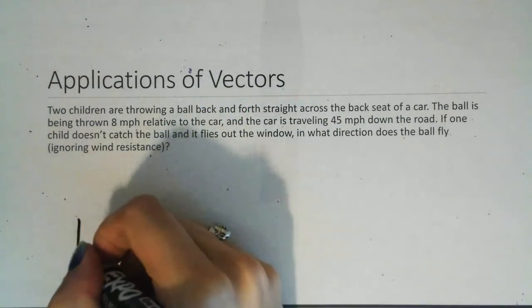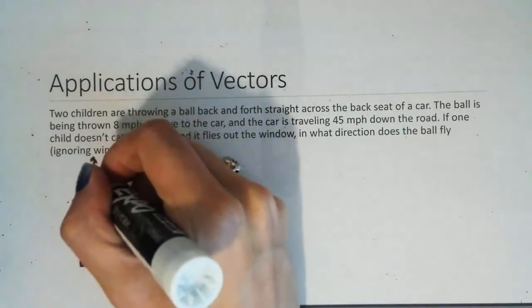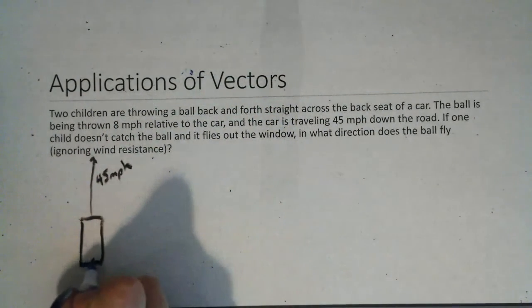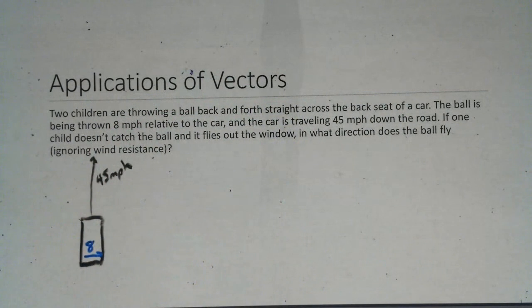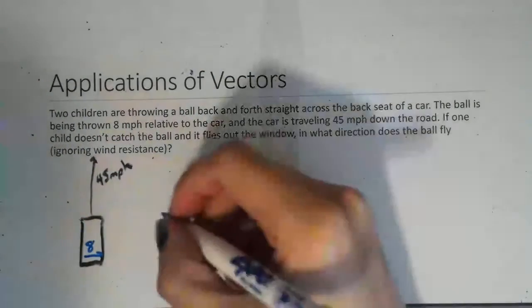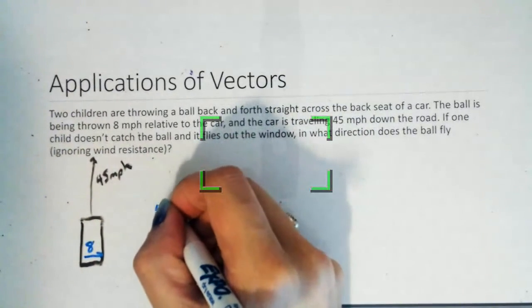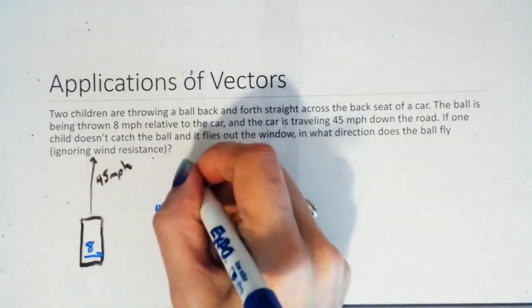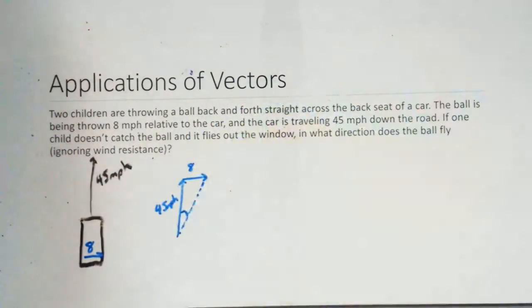All right, so this is kind of what I'm picturing. We have a car, beautiful car, I know. It's going down the road at 45 miles per hour. Then the kids in the back seat are throwing a ball back and forth at 8 miles per hour, and it's going to go that way. It could go either way, but I'm going to pick that way. So if we put these two forces together, we get 45 miles per hour, and then I want to add the 8 miles per hour that's going this way. We need to figure out what angle it's going to travel.